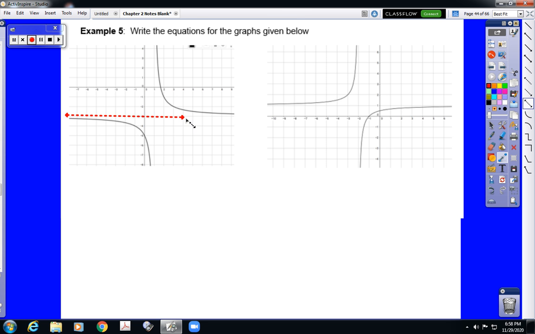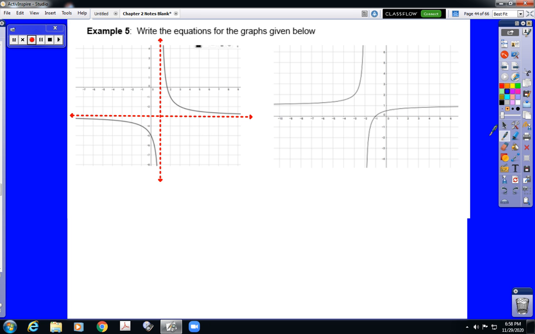Well, if we look closely, we'll see that this graph is approaching negative 3 on each side for the horizontal axis, and it is approaching positive 1 for our vertical axis. So that tells us our h and our k value. We've got y equals negative 3 and x equals positive 1, which means k is negative 3 and h is 1.